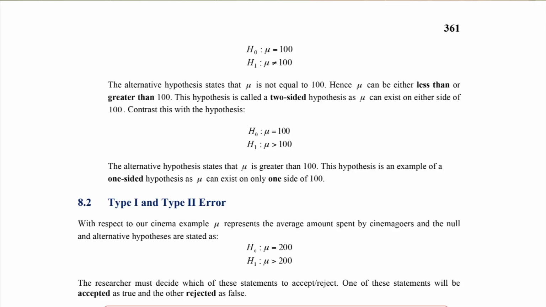Contrast this with the hypothesis, check it out. H naught: mu is equal to 100. H1: mu is greater than 100. The alternative hypothesis states that mu is greater than 100. This hypothesis is an example of a one-tailed hypothesis, as mu can exist on only one side of 100.